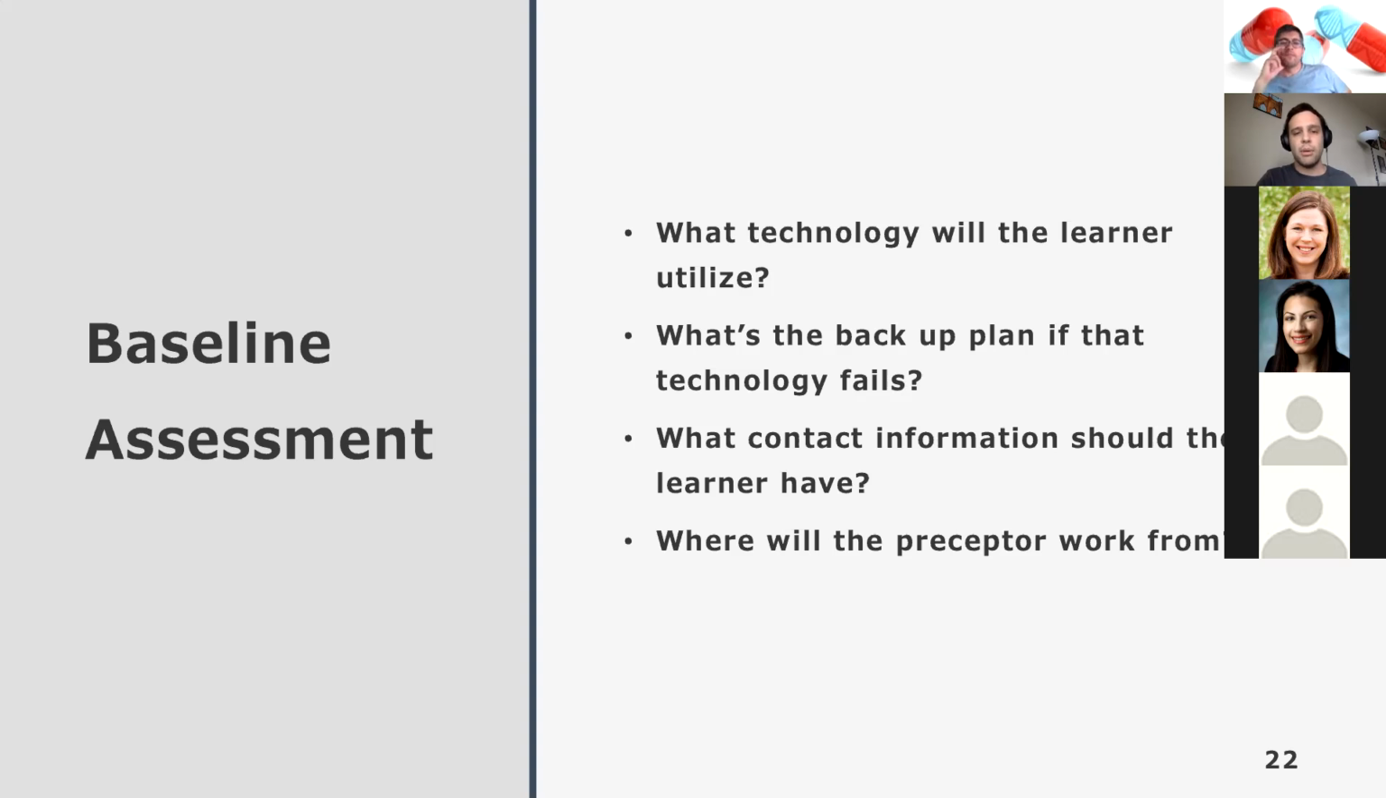And then lastly, thinking about where the preceptor is working from. I'll use myself as an example here. I'm working from my home currently, and I have a little puppy who's rambunctious. So thinking about that environment when you're teaching a learner is really an important consideration. You don't want this puppy barking in the background and distracting your learner. You don't want outside noise going. You don't want the background behind you to distract.